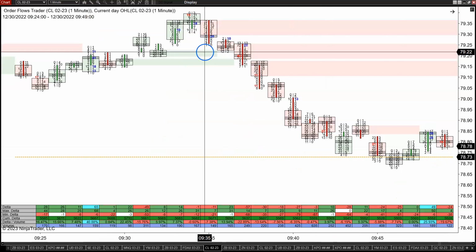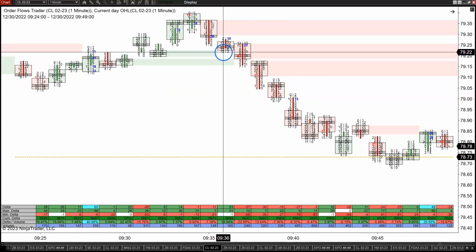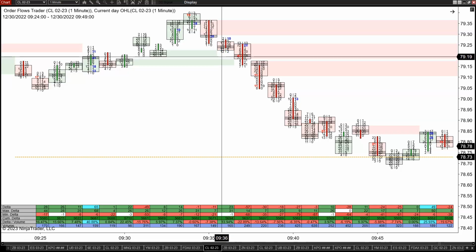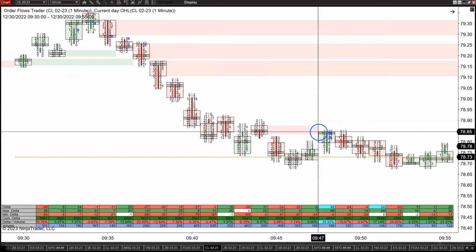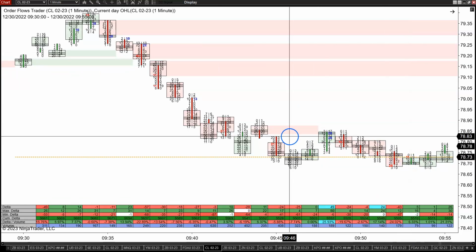Just as if you were trying to buy it here, you put in a buy limit here at 79.20, 22, and you just have a stop down here at 19, just on the other side. You get stopped out, but you could have nice trades like this one. You're risking 4 to get back 15. So that's how I like to use value areas.